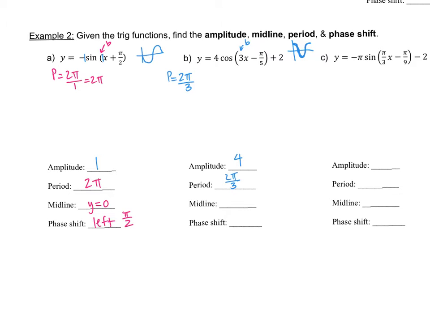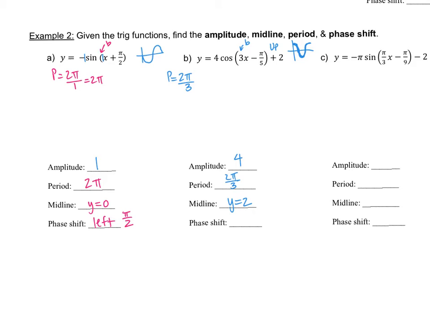My midline here looks like there's a positive 3 on the outside. So that means I would go up if I had a positive sign. So if I go up, instead of y = 0, this is going to be y = 2 because I went up 2 units vertically.